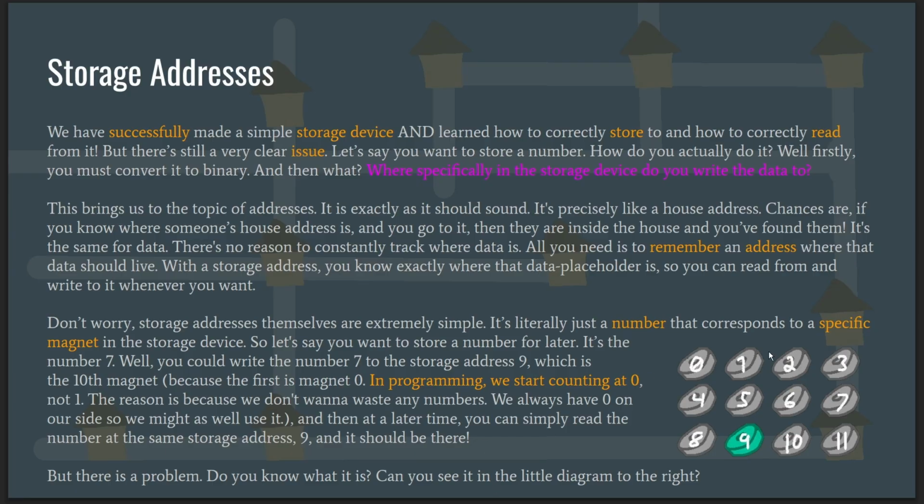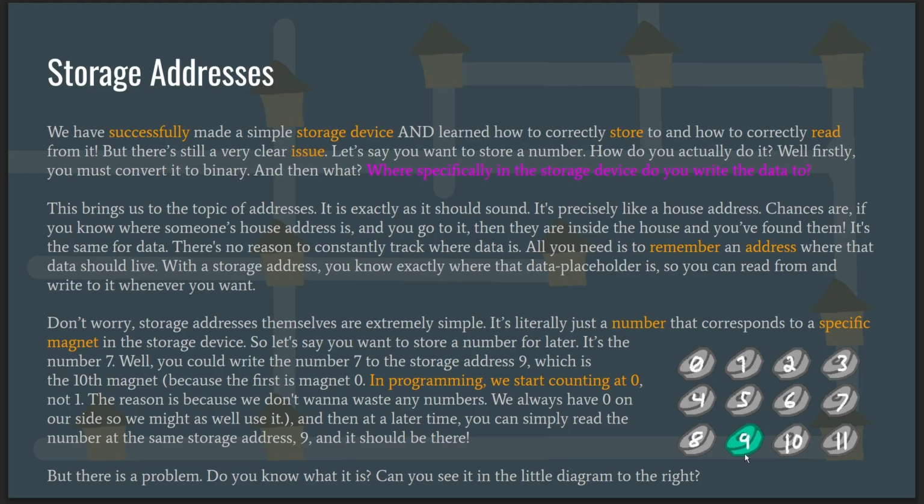So as you can see, there's a bunch of magnets. Each one corresponds to a number, and that number is just the magnet's address. So for example, this magnet is represented by the address 1. So that's how we can refer to this magnet. So if we want to write the number 7 to the storage address 9, which is this one, this is the magnet corresponding to the storage address 9.